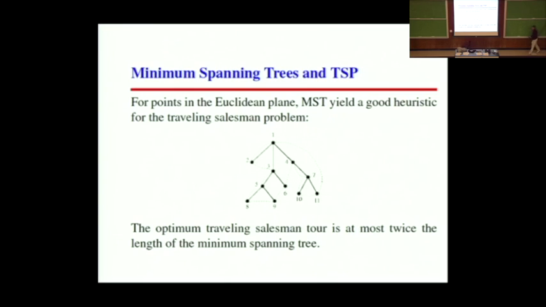Now let's think about our walking pattern. Remember we were doing the down and up walk. Does everybody see that we are walking up and down every edge of this spanning tree twice, right? The total amount of walking I'm doing on this tree is exactly twice the length of the spanning tree, right? Does everybody agree with that?